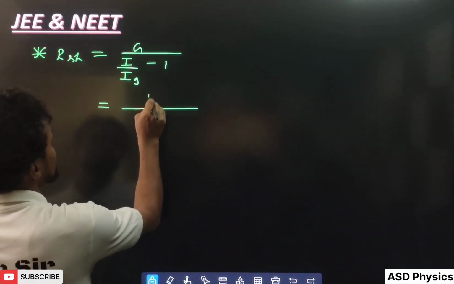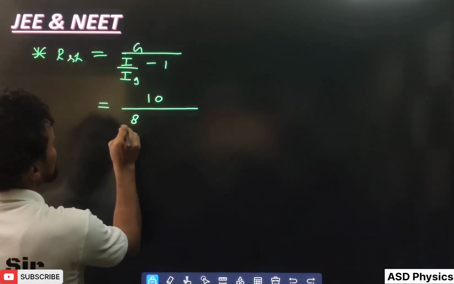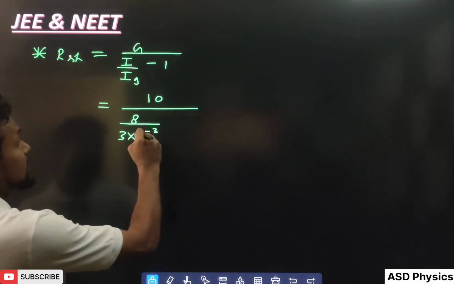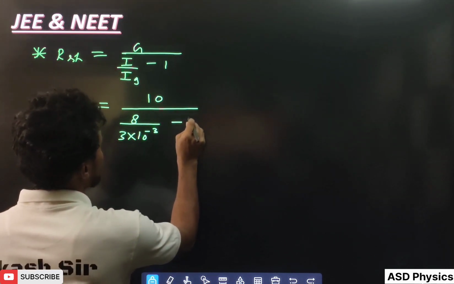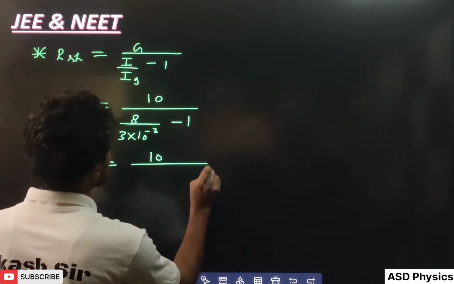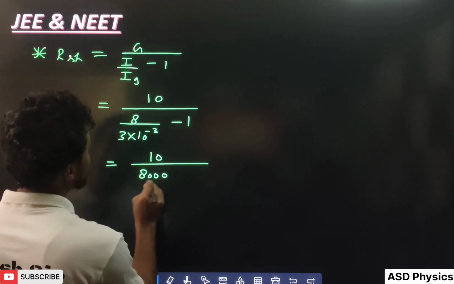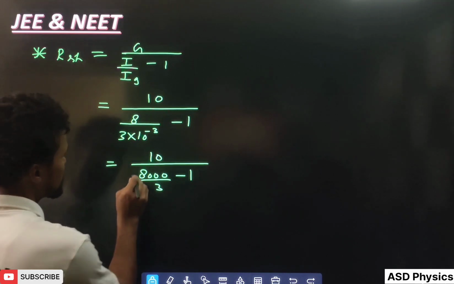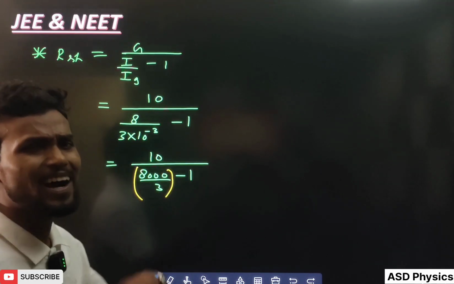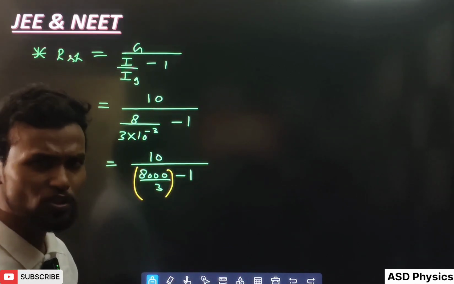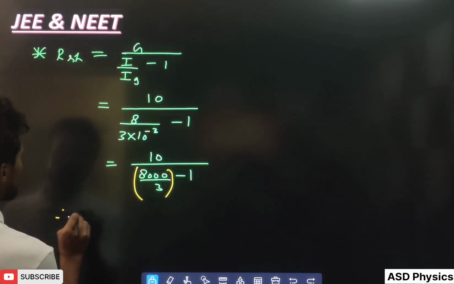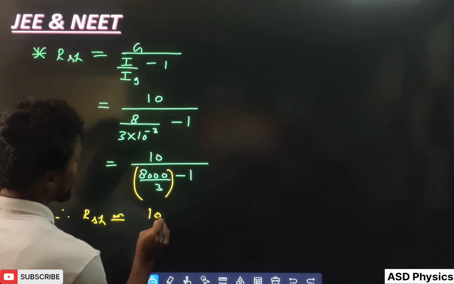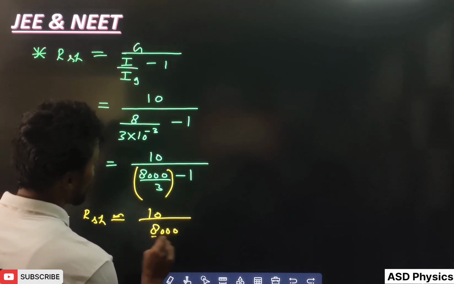So G is 10 ohm, and I by Ig is 8 by 3 into 10 power minus 3. Make sure that if the unit here is ampere, the unit there should also be ampere. Then minus 1. Then we can write 10 by (8000 by 3 minus 1). Now remember that sometimes we have to do an approximation. Since 8000 by 3 is very large, even if you subtract 1, not much change will be there. So R_shunt is approximately 10 by (8000 by 3).